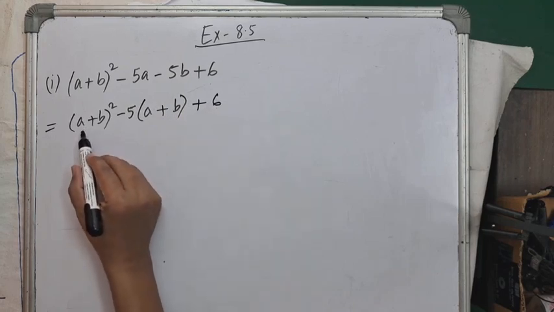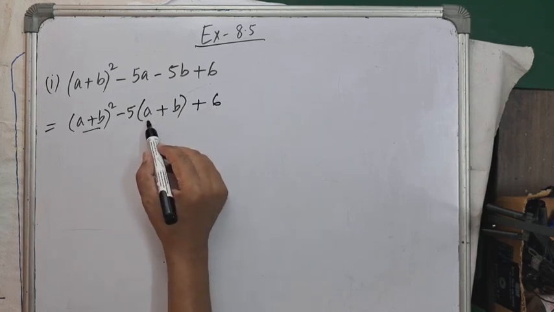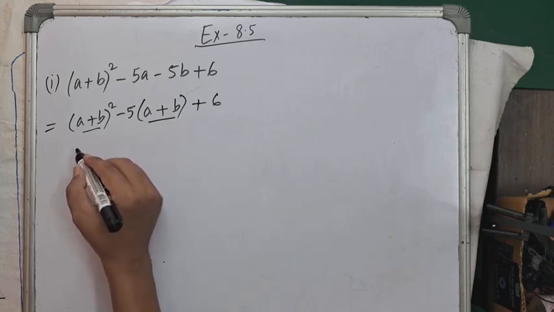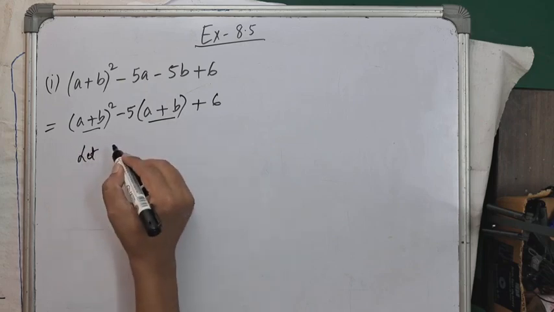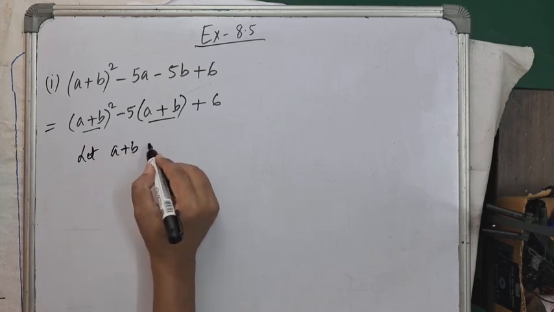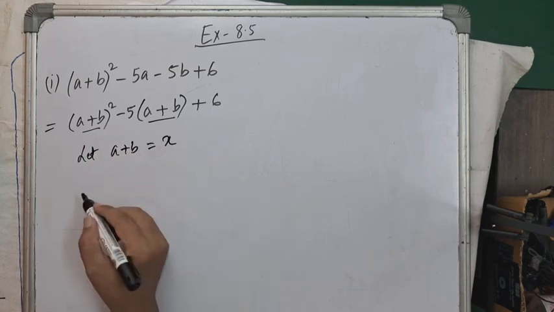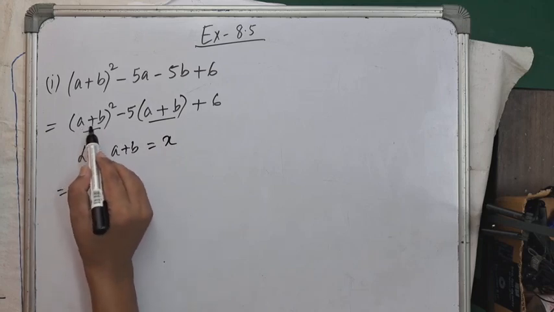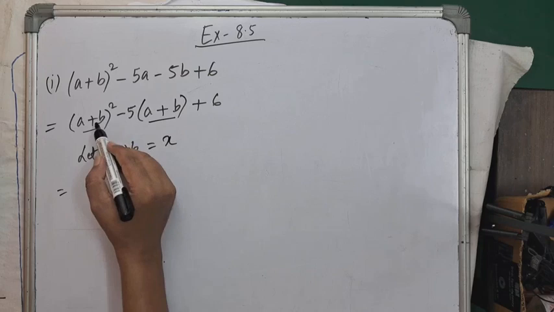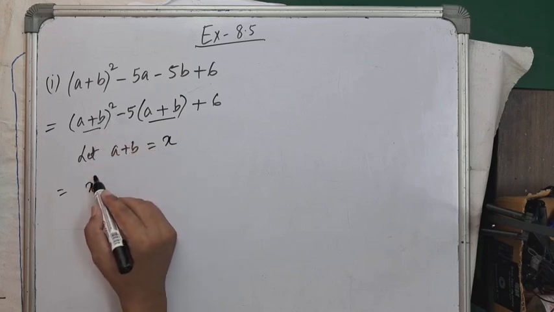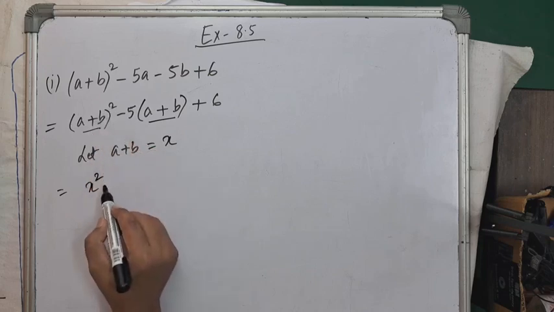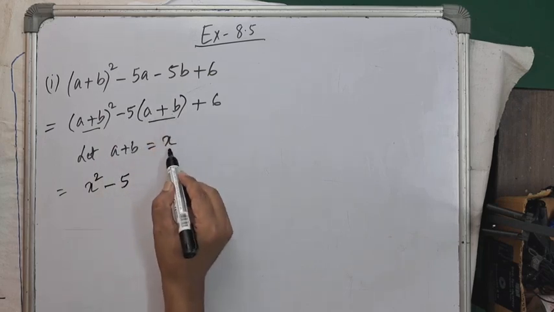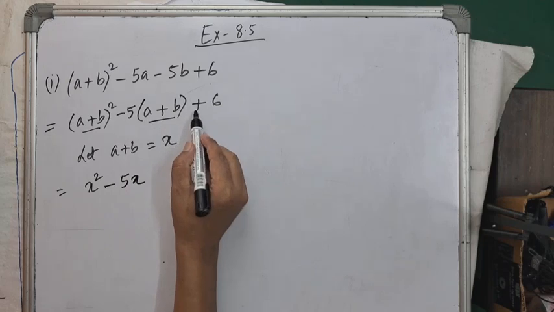We can see a + b here also, and here also. So let's assume a + b equals x. Now a + b means x, so (a + b)² becomes x², minus 5, and a + b means x, so we write x here, plus 6.